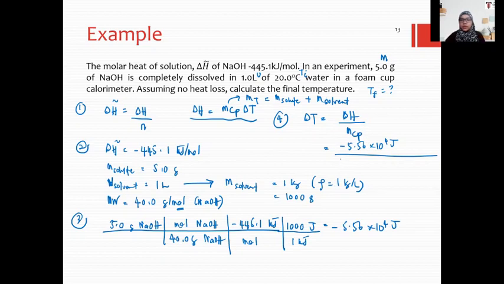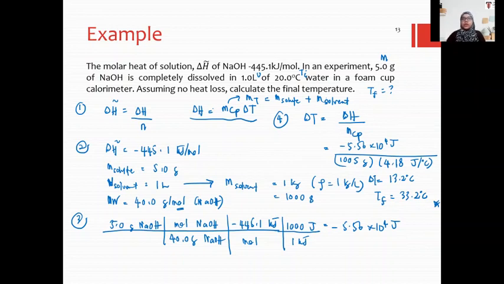1005 grams. And Cp is the standard value of 4.18 joule per gram degree Celsius. And then you can obtain delta T equal to 13.2 degrees Celsius. And then Tf is equal to 33.2 degrees Celsius. So this is the answer.